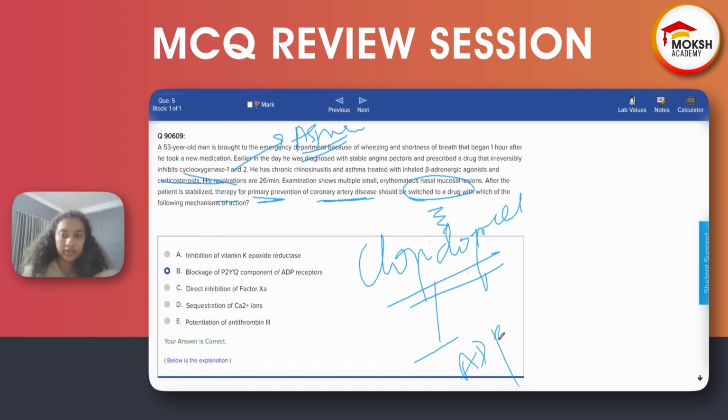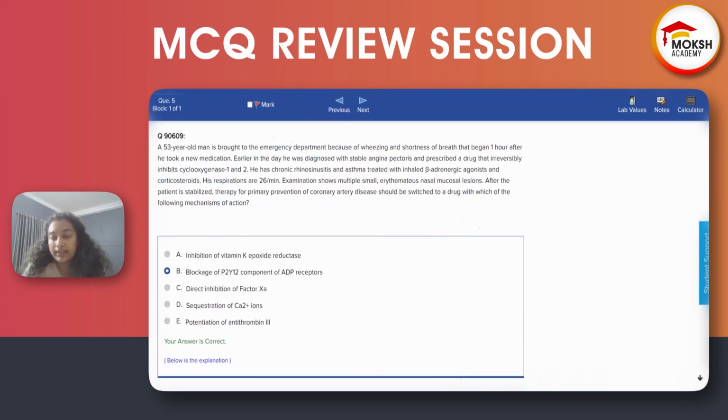ADP receptor is also called the P2Y12 receptor, which is present on the platelet. Quickly, I will tell how platelet adhesion and aggregation happens.